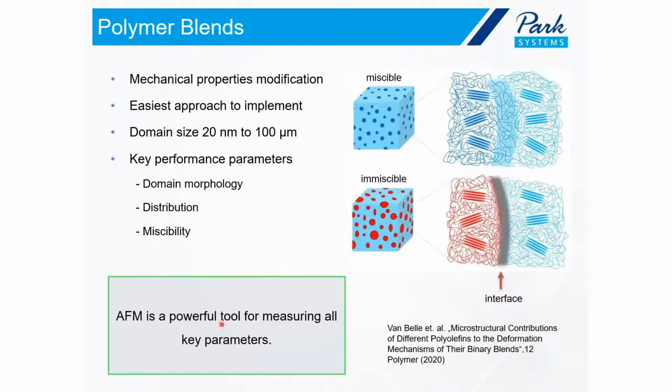And AFM is a powerful tool for measuring all of the key parameters. So within one tool, you can have basically all the information one needs to develop a polymer material. And AFM typically works in tandem with a bulk mechanical property characterizer, such as a universal testing machine.